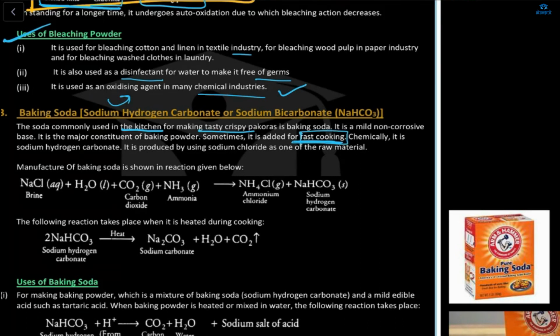So how can we prepare this? First, we have to take a brine solution. Brine solution is a mix of sodium chloride and water, and we will take carbon dioxide and ammonia, which is NH3. So if we mix all these, what will happen? We will form baking soda.